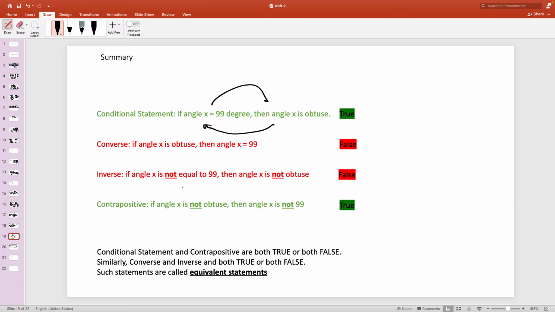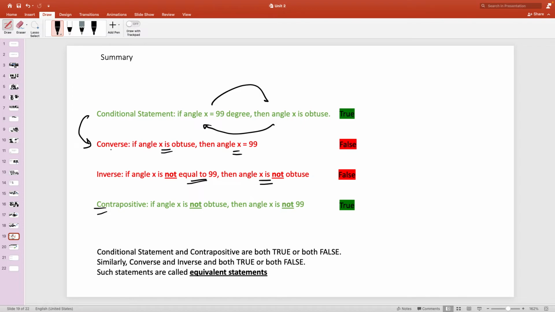Inverse, basically we are negating both the condition and the conclusion in the original conditional statement, as you can see here. And again, we found out that in some situations this was false. Contrapositive, what we do is first step is to do the converse and then do basically an inverse of this converse. So negate this guy and this guy. That's how we ended up with contrapositive. And we found out that in all conditions it is true.